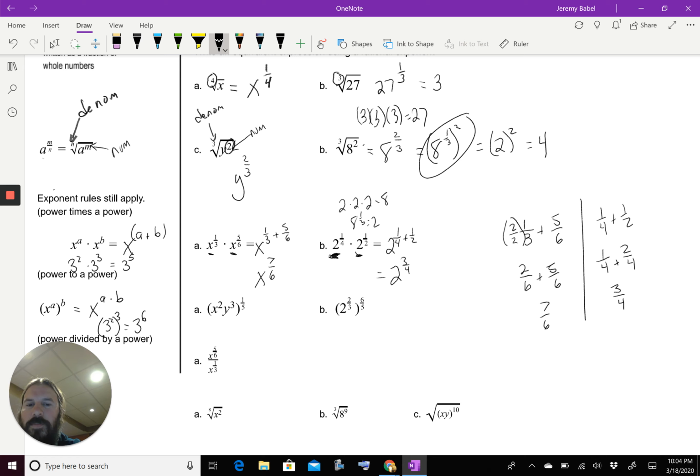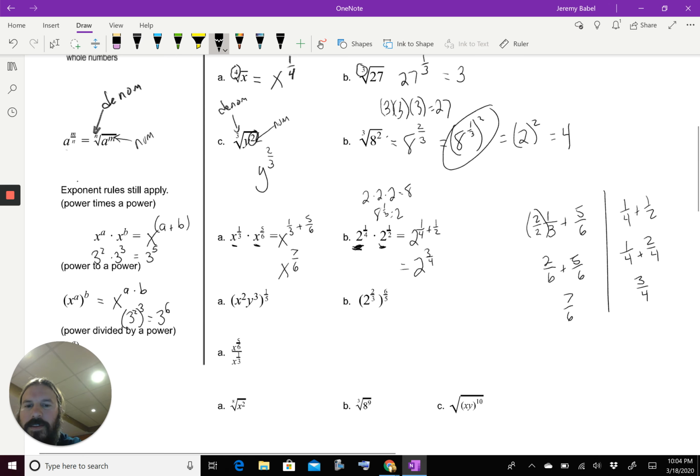All right, power to a power, that's when we're going to multiply those exponents. So we're going to multiply the 2 times the 1/5 and the 3 times the 1/5, and we're going to get x to the 2 times 1/5 is 2/5 times y to the 3/5. Just multiplying and applying that exponent to both. Sometimes when we do that, it'll simplify a little bit.